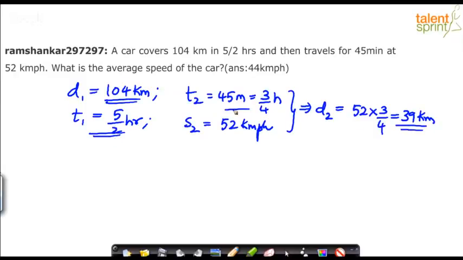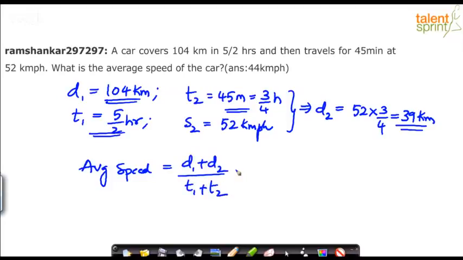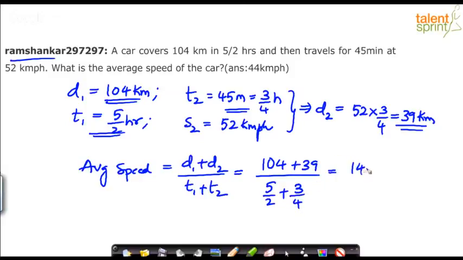You know T1, you know T2. What is average speed? Average speed is equal to total distance by total time. So D1 plus D2 by T1 plus T2. Substitute. 104 plus 39 divided by T1, 5 by 2, plus T2, 3 by 4. So 104 and 39 is 143, right? 143 divided by this one. So how much is this? This is like 10 by 4 plus 3 by 4, 13 by 4. 13 gets cancelled 11 times. 11 into 4 is 44 kilometers.